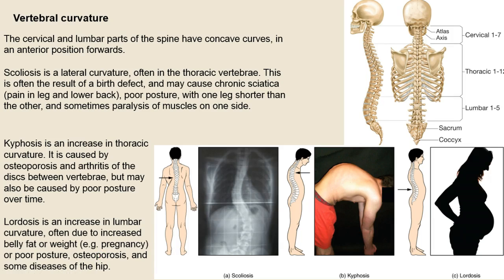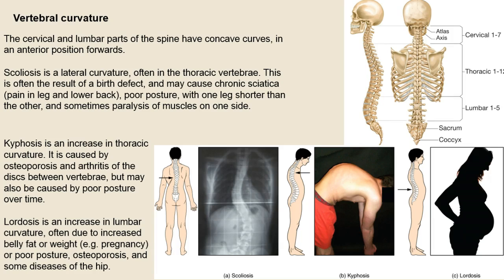Vertebral curvature. Okay, we all have some spinal curvature. Scoliosis is when there's a lateral curvature. It tends to be due to a birth defect. They may have one leg shorter than the other, maybe some paralysis on one side. That's in severe cases. Many of us have a little scoliosis that we deal with.